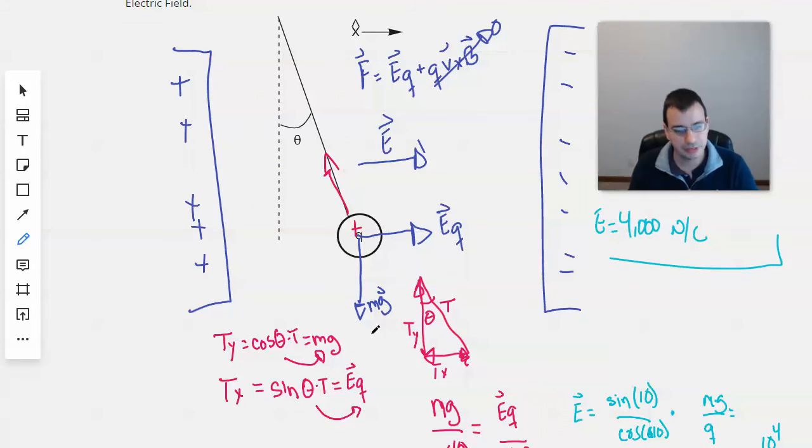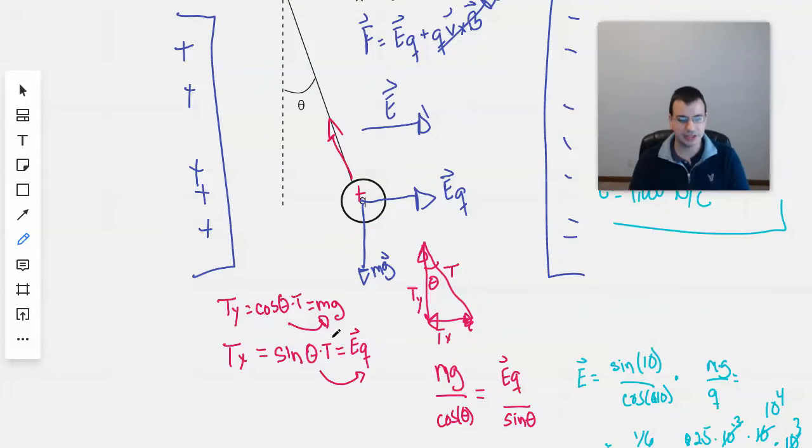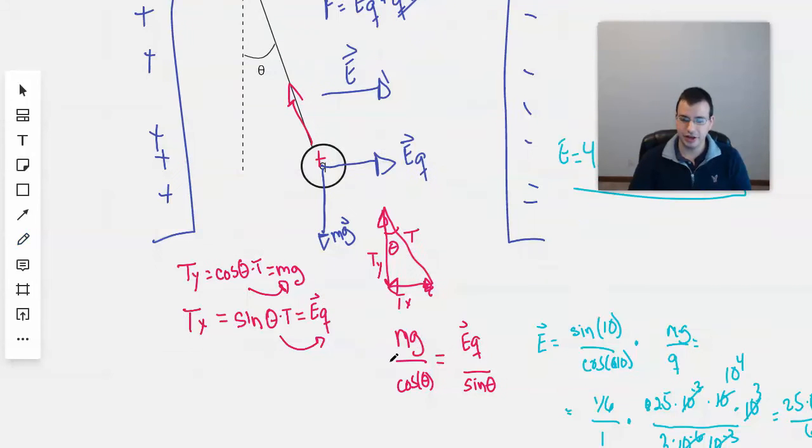So we got a pendulum, we have mass and electric field acting in opposite directions. We get the sine and cosine of theta, and then we set things equal to each other. And since there's no acceleration, total force equals 0, and you solve. Make sense? Excellent.